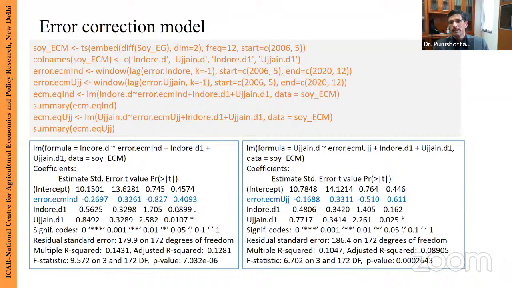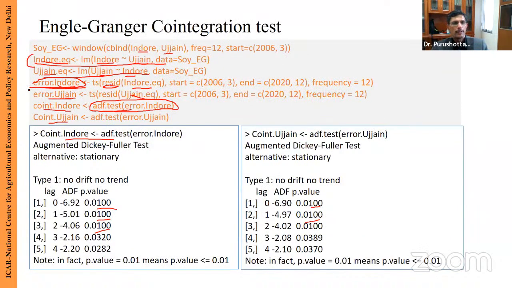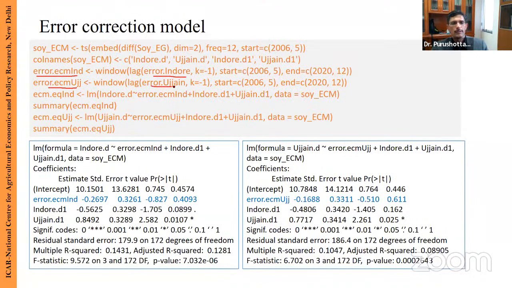But error correction may give different results. So we tried to work out error correction of Indore and Ujjain separately. So error Indore as variable we have taken, error Indore and error Ujjain. In both ways we did it. Error correction we did for Indore, taking Indore and Ujjain lagged values, difference values, lagged one. Similarly for Ujjain, and these are the results.